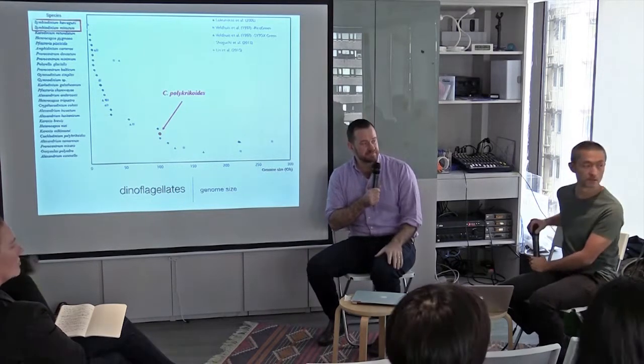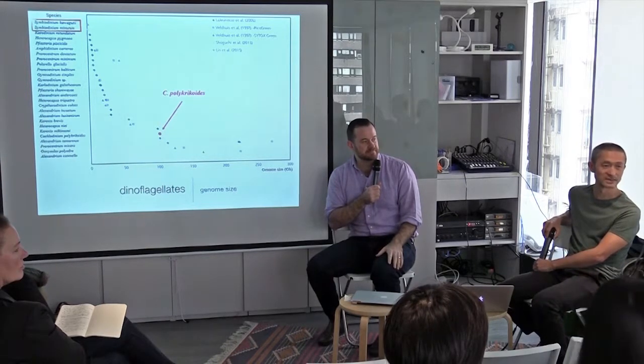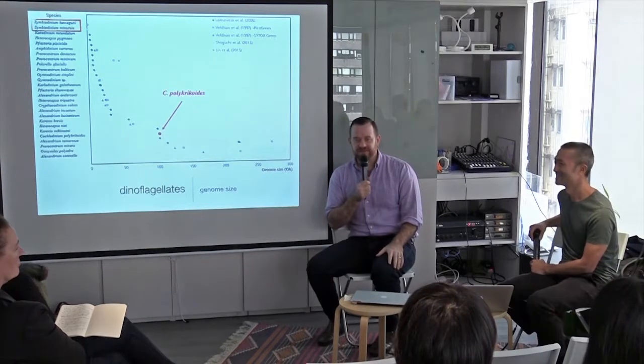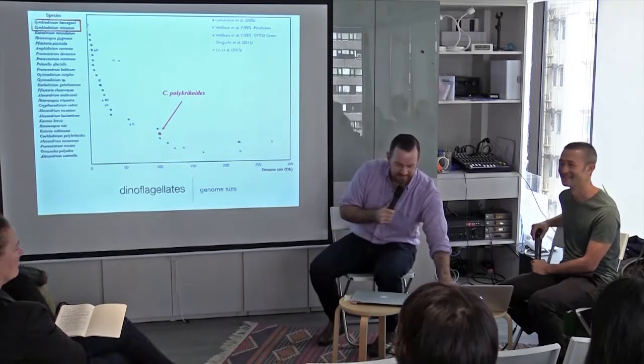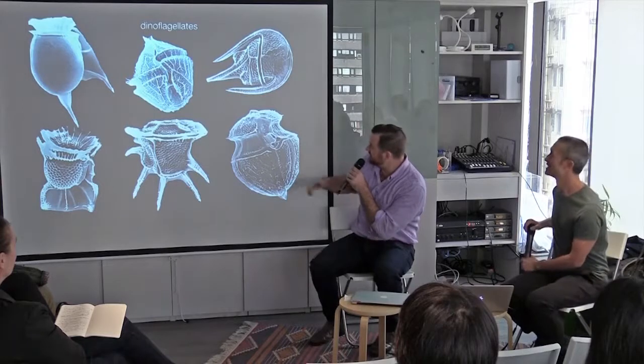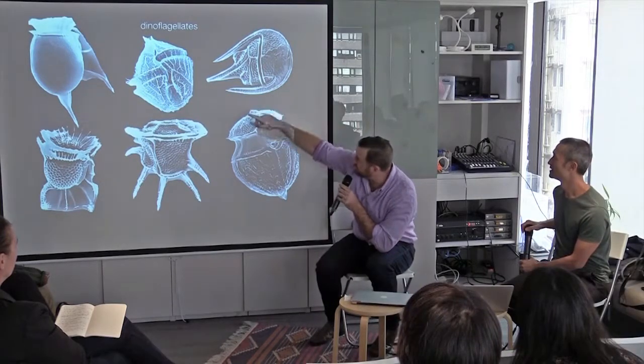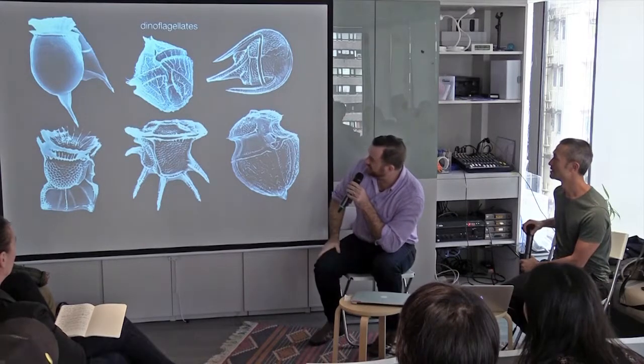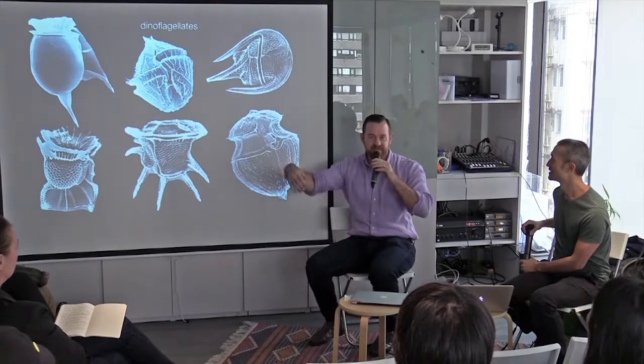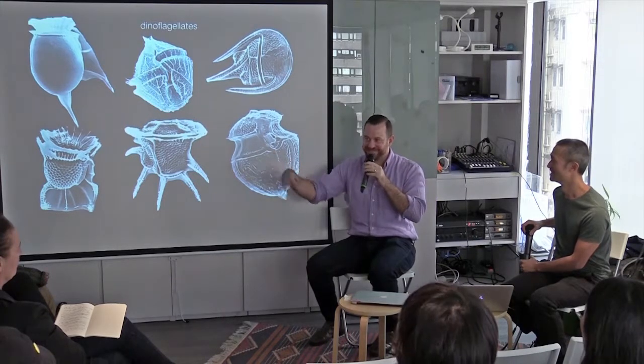You had a question. Oh, wow. I don't know where the dino comes from, actually. But the flagellate part is very easy. You'll notice that they all have a belt, a groove that goes around the body, and in that groove, they keep a flagellum. A flagellum is a cellular structure that does this. You can think of it as a hair.